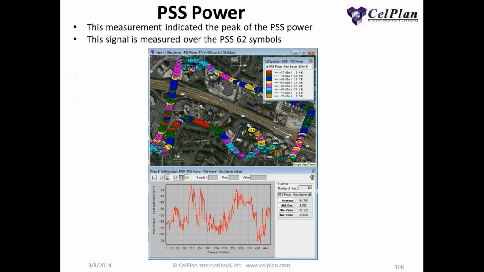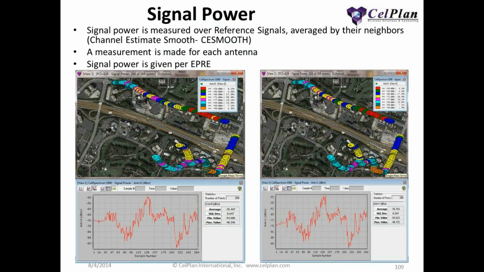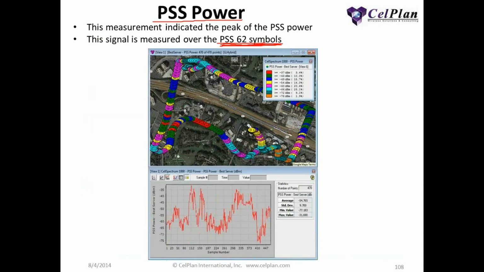Then we go now to analyze the PSS power. So another way of measuring the power is to measure the power of the PSS 62 symbols, because this is also always transmitted, always constant, but it is subject to interference. But because we are extracting the signal, well, we have here an average of minus 54.